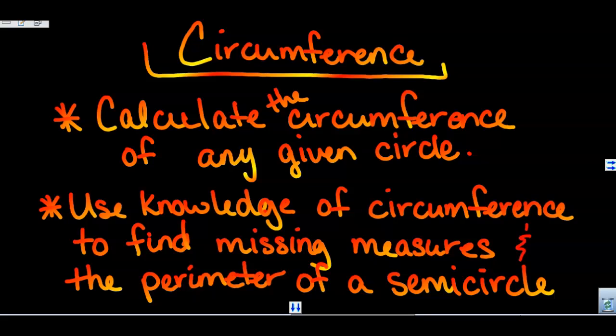Hello, welcome back with Mrs. Struble. In this video, we're going to talk about circumference. We're going to learn how to calculate the circumference of any given circle and also use that knowledge in order to find missing measures of a circle or the perimeter of a semicircle. So let's get started.